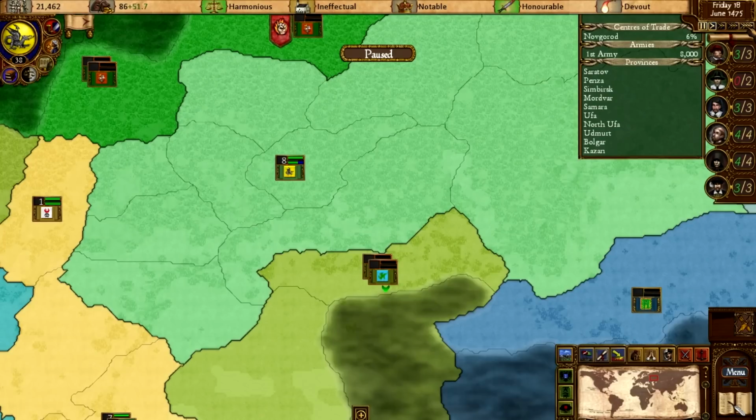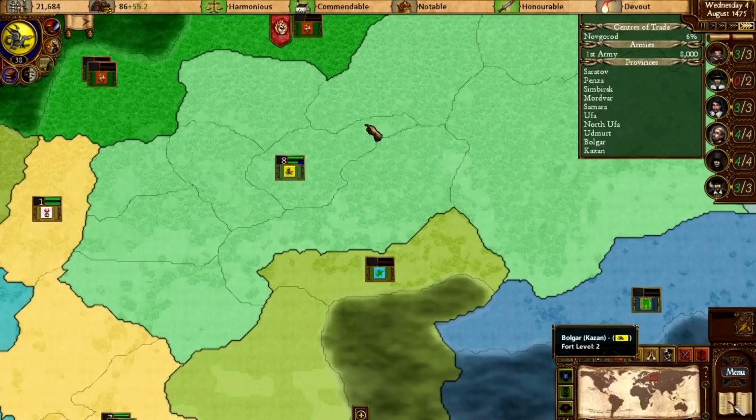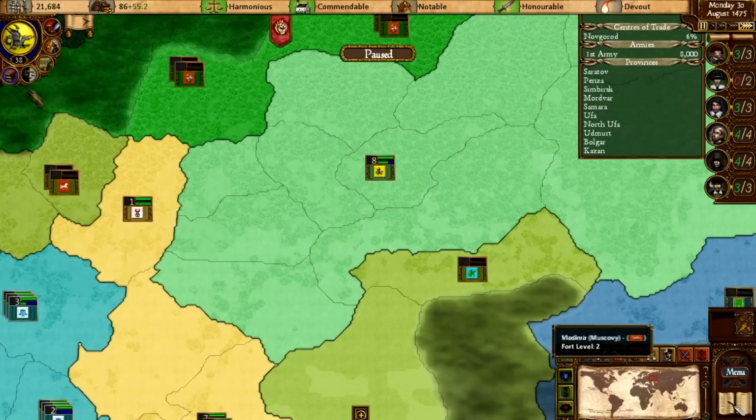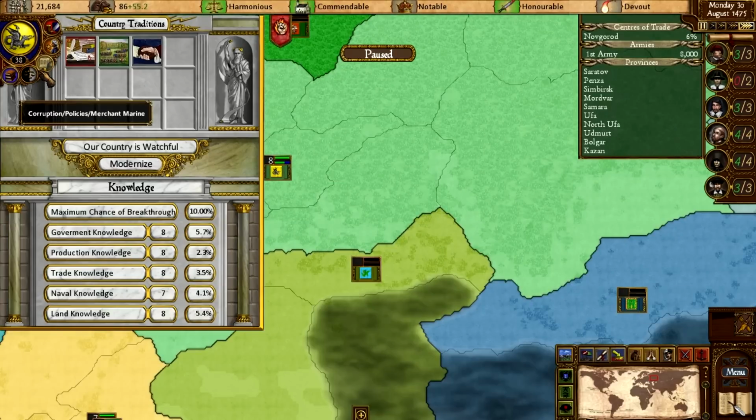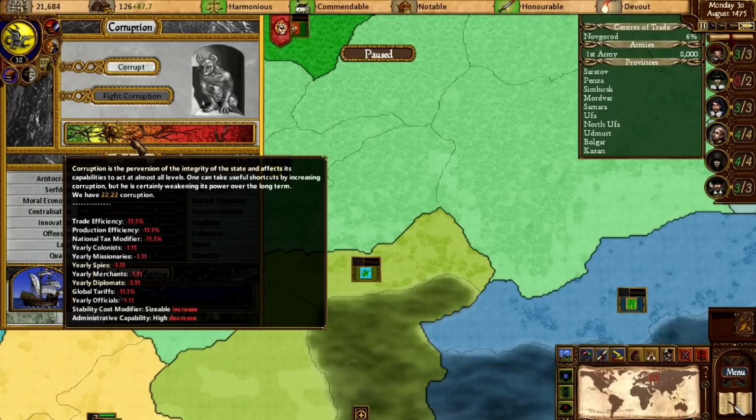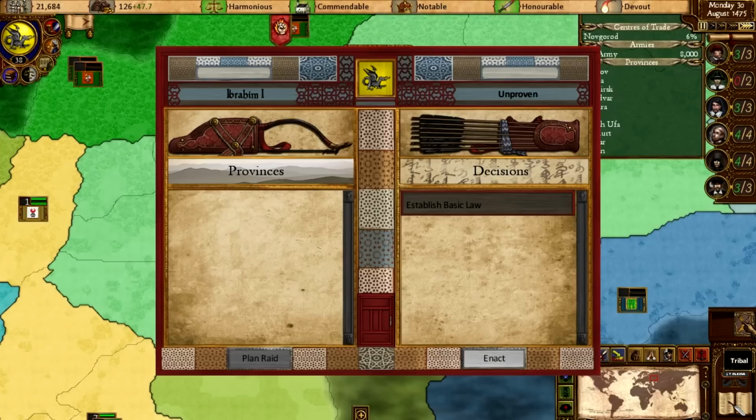So I'm going to move forward to get 100 gold, and then finally I can do the right thing that I wanted to do since the beginning of this video. Actually, to be even faster, I'm going to ask funds from the nobility itself. And now I am going to use the money of the nobles to establish the basic law.